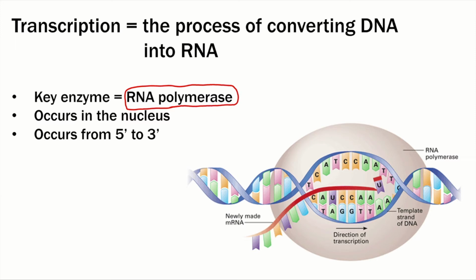So this process is going to look pretty similar to DNA replication, but this time we're only going to have one enzyme instead of those three enzymes we saw in DNA replication. So RNA polymerase is running the show here. This process will occur in the nucleus of the cell, and just like we saw with replication, this will occur from 5' to 3'. So essentially, we're using this DNA as a template in order to make a molecule of mRNA.